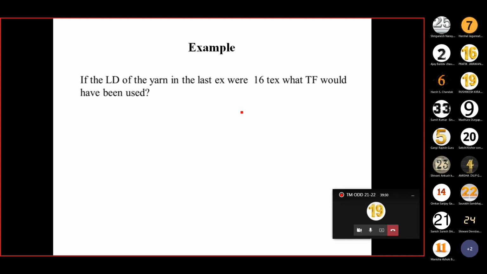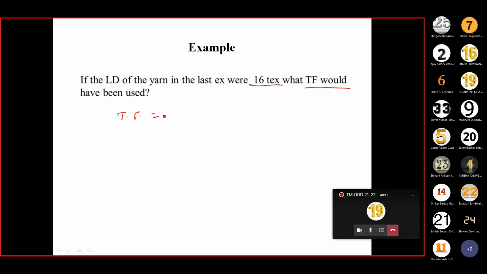Okay. Now there is a question which is in continuation with the previous one. If the linear density of the yarn in the last example were 16 tex, what twist factor would have been used? Right? If the linear density of the yarn in the last example were 16 tex, what twist factor will you use? So what is the formula for twist factor?